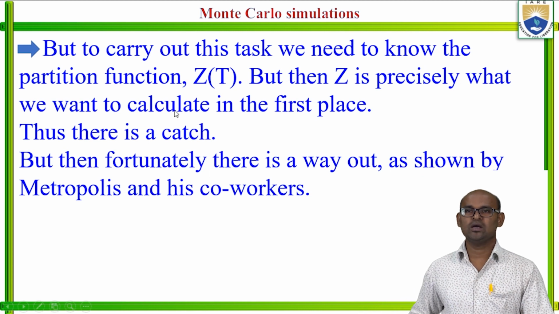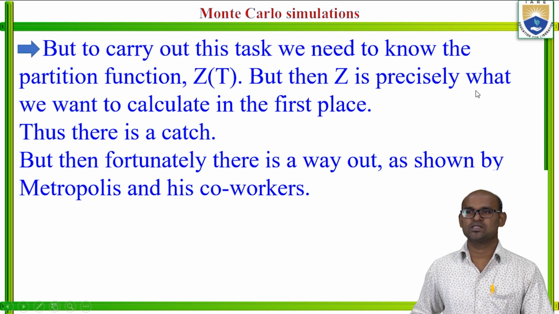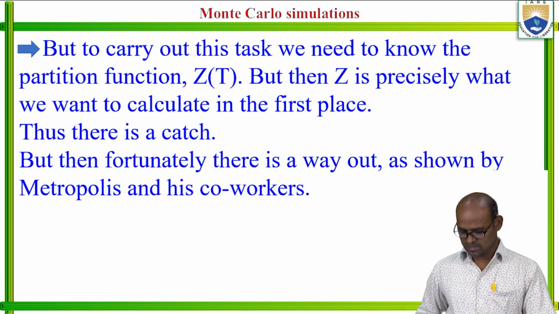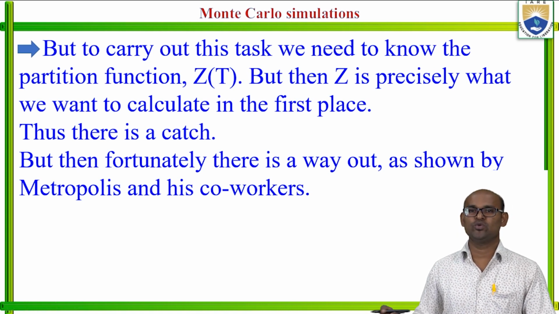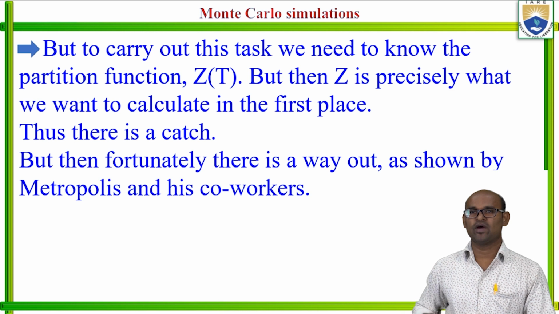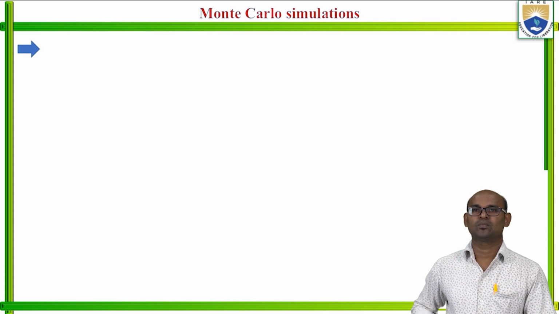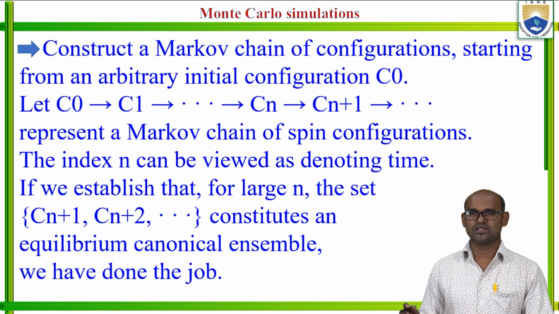Okay, so to carry out this task, we need to know the partition function Z of T, but then Z is precisely what we want to calculate in the first place. There is a catch here. But fortunately, there is a way out, as shown by Metropolis and his co-workers. In the Metropolis algorithm, we will find that there is no need to calculate this partition function, and hence it is not important to calculate the partition function.